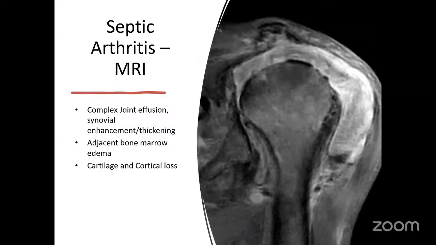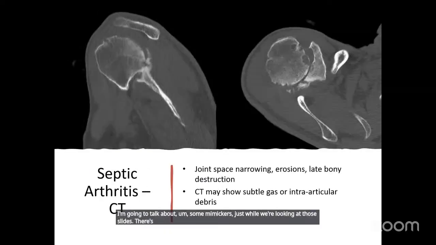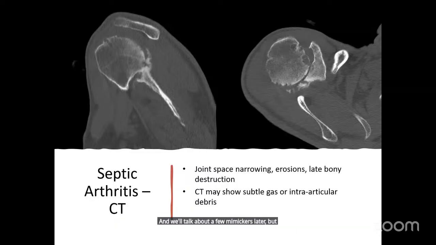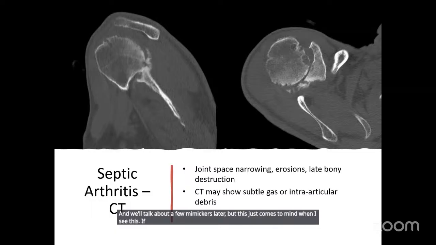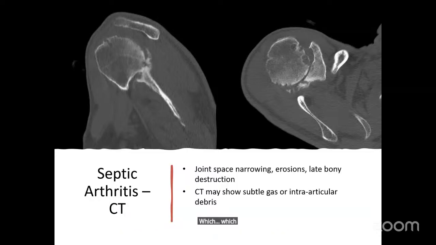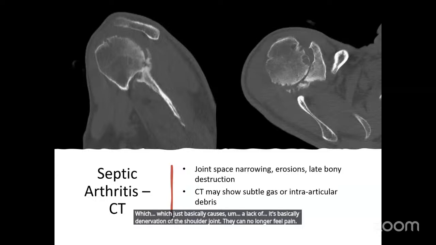And we'll talk about some mimickers just while we're looking at those slides. There's other things. Charcot joint can do the same thing, and we'll talk about a few mimickers later. But this just comes to mind when I see this. If you have a neurologic joint, sometimes, like in our board exam textbook case, there's always a cervical syrinx, which basically causes denervation of the shoulder joint. They can no longer feel pain, and a lot of times these will grind down like this as well pretty rapidly. But that's one of the things that can kind of mimic infection.